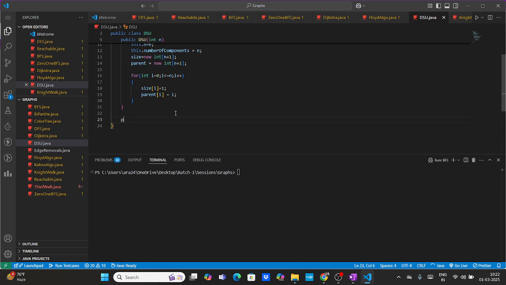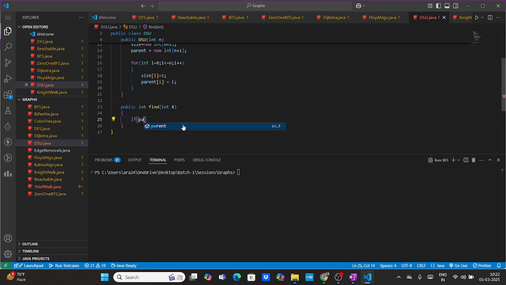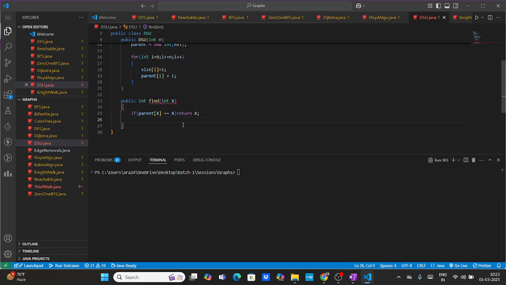Now there are two things. We need to write this method find, public int find, which will give the representative. It's again a recursive code. So if parent of x equals to x, what does this mean? It's the representative, the root. Because if the parent of that node is that node itself, that is the point where we have to return.